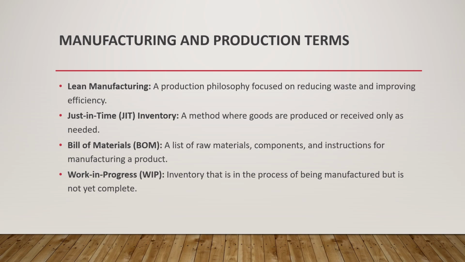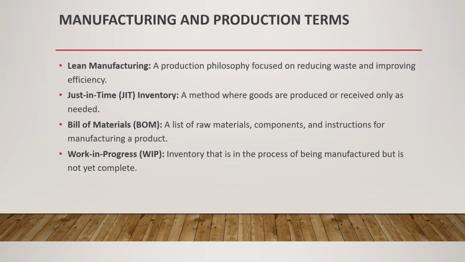Lean manufacturing, a production philosophy focused on reducing waste and improving efficiency. Just-in-time, JIT inventory, a method where goods are produced or received only as needed. Bill of materials, BOM, a list of raw materials, components, and instructions for manufacturing a product. Work in progress, WIP, inventory that is in the process of being manufactured but is not yet complete.